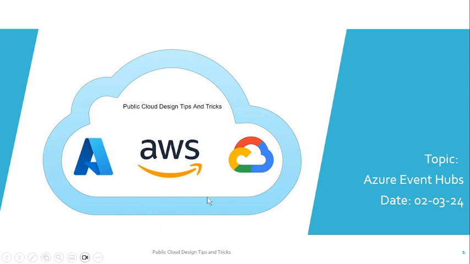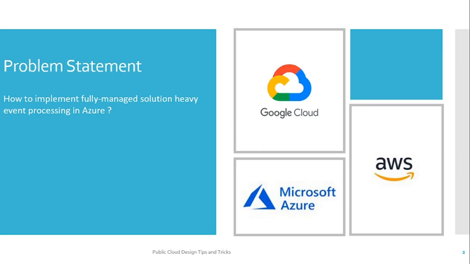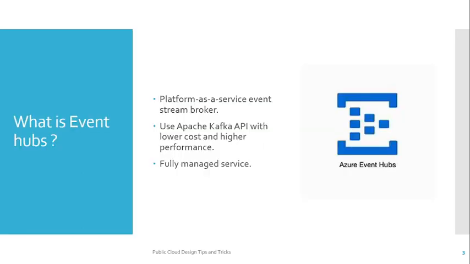Today, we are going to discuss about Azure Event Hub service. Now the problem statement: how to implement fully managed solutions for heavy event processing in Azure. The solution provided by Microsoft is Azure Event Hubs. So let's try to understand what Event Hubs is. It is a fully managed Platform as a Service event stream broker provided by Microsoft Azure. It uses the Apache Kafka API with lowest cost and higher performance.